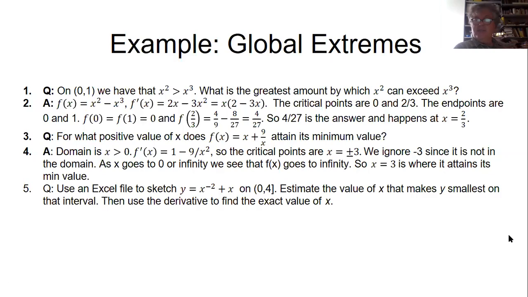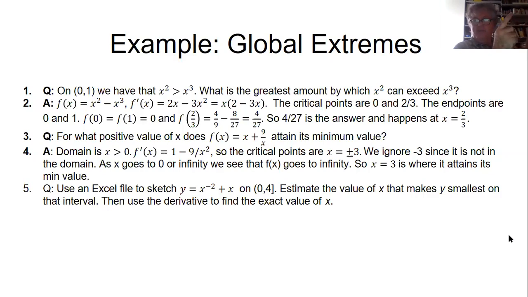So compare x squared and x cubed. On the interval [0, 1], we have x squared is bigger than x cubed. What is the greatest amount by which x squared can exceed x cubed? So we're looking at the function x squared minus x cubed. The domain is [0, 1]. So we can include or exclude the endpoints.